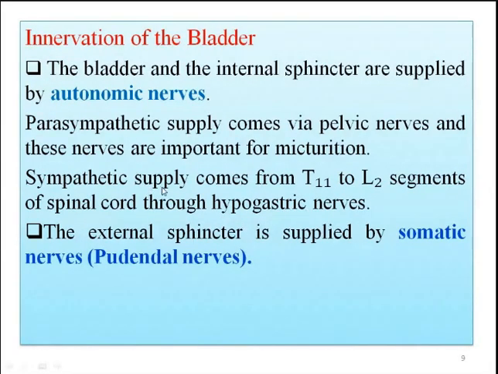But the sympathetic supply is not that important. The main autonomic supply with a role in micturition is the parasympathetic supply. Remember, it comes via pelvic nerves from sacral segments 2, 3, 4, and the external sphincter is supplied by somatic nerves, that is the pudendal nerves. So these three things you should remember.